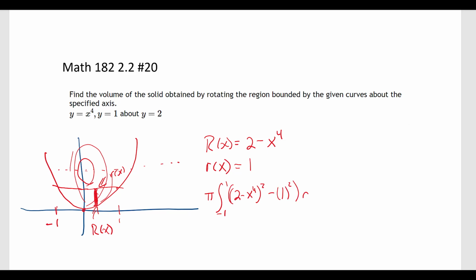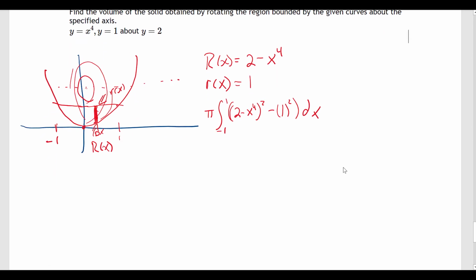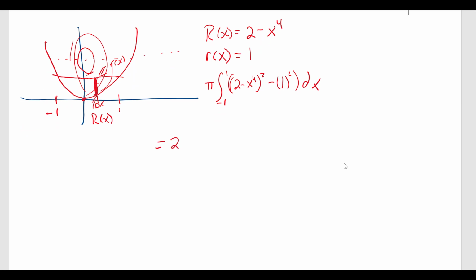And then our dx, the width is delta x, of course, and that's our dx. And because this is symmetrical, I think it's not a bad idea to consider this to be 2 pi times the integral from 0 to 1 of 2 minus x to the fourth squared minus 1. And I'll just keep going with this then, 2 pi integral from 0 to 1. Why do I like that? I like it because putting 0 in there is a lot easier than 1, but probably really doesn't matter that much. Whatever works for you.